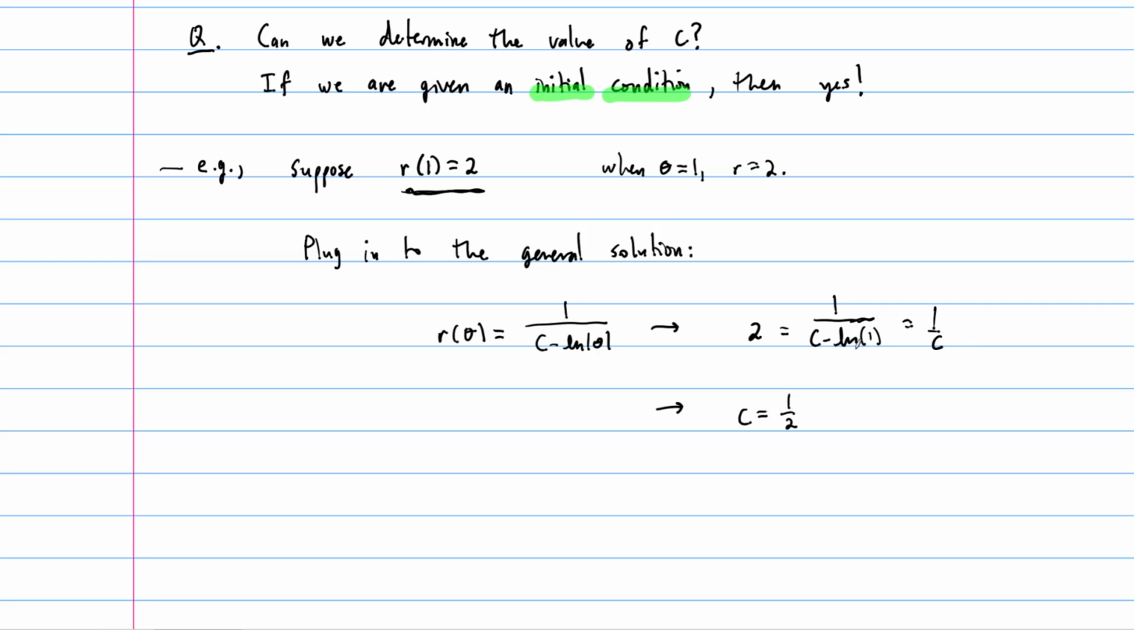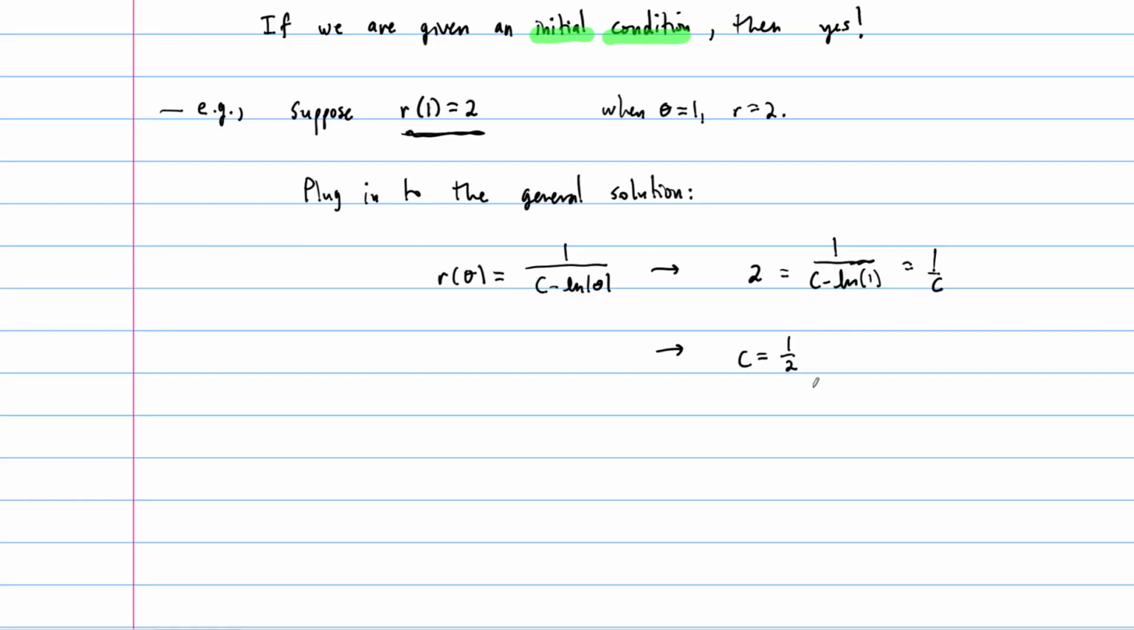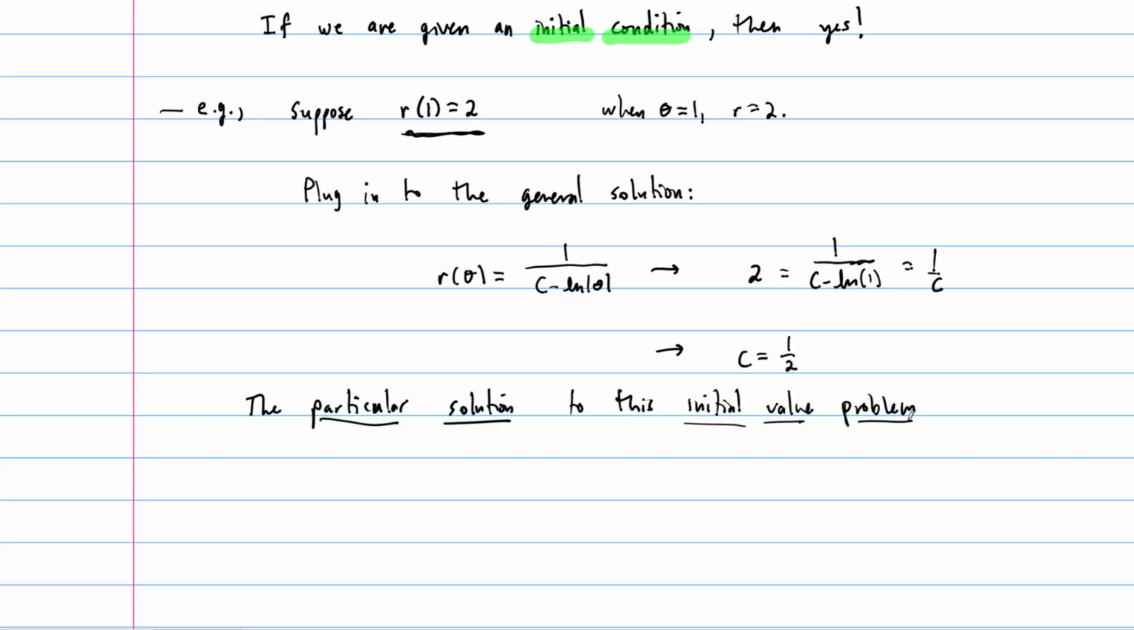Just reciprocal. And so in this case, we can write down a specific solution or a particular solution. The official term is particular, not specific, but it is specific in the English language. But it's a particular solution to this initial value problem. So that's what we're going to call these, all right? Initial value problem means you have a differential equation together with this initial value, initial data, all right?